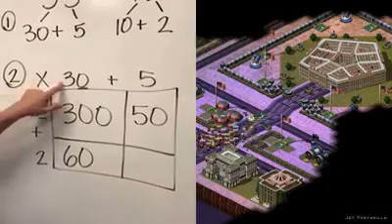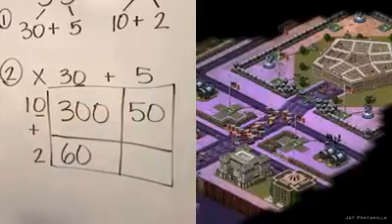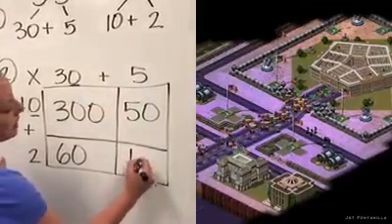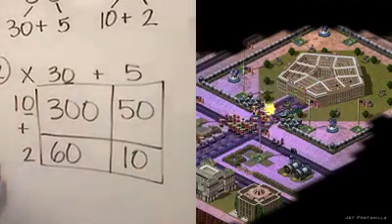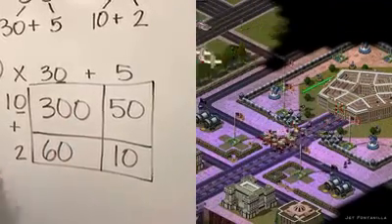2 times this, 2 times that. Now I'm going to do 2 times 5. 2 times 5 is 10. I filled up all my numbers on the inside. Now all I have to do is add them up.